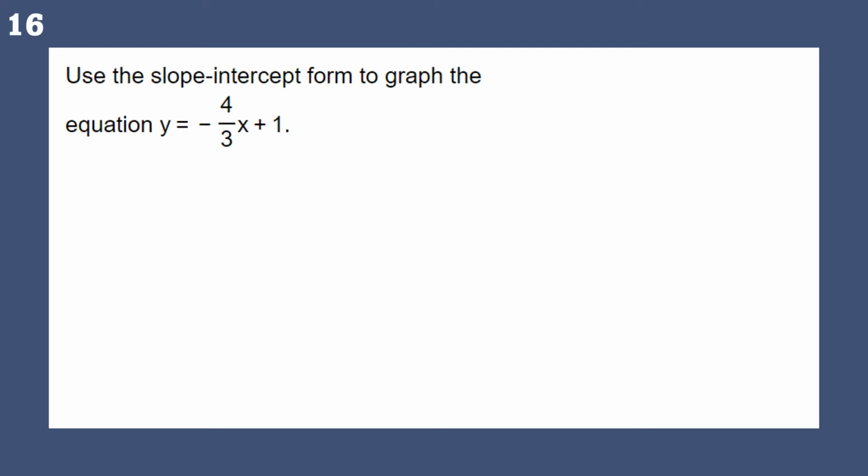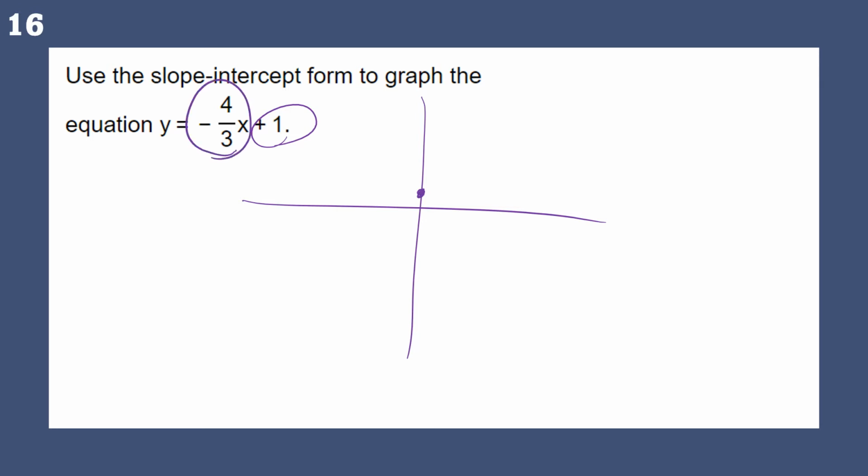Use the slope-intercept form to graph the equation. Now, we've got it in slope-intercept form already. We have two things. We've got the y-intercept, so I could go on my y-axis, go to 1, and put a point right there. That's where it crossed the y-axis. But I'm also going to move according to my slope. My slope says go down 4: 1, 2, 3, 4. And it says go over 3: 1, 2, 3. So I've got a second point right there. Notice that I moved according to my slope from my y-intercept. So I moved down 4. I didn't start at the middle. I actually started at my y-intercept.